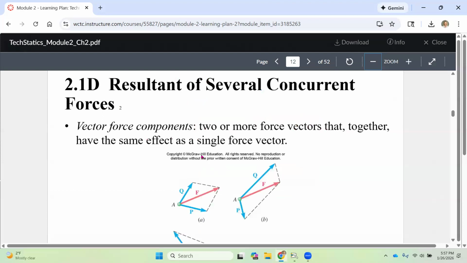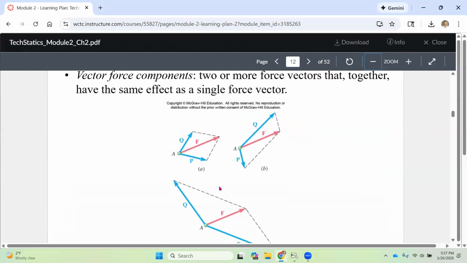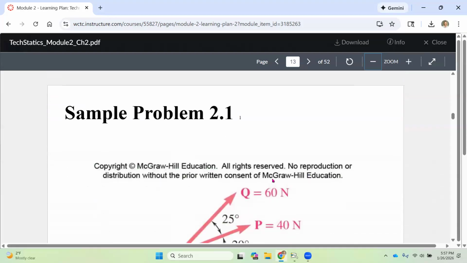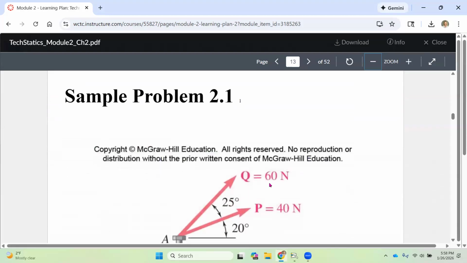When we do resultants of concurrent force systems, when there are 2 of them, we're going to use that parallelogram rule to sketch them out, but then we'll be using the sine and the cosine laws. And when we have more than 2, we'll be using the component method to solve for the resultants. So let's look at our first sample problem.